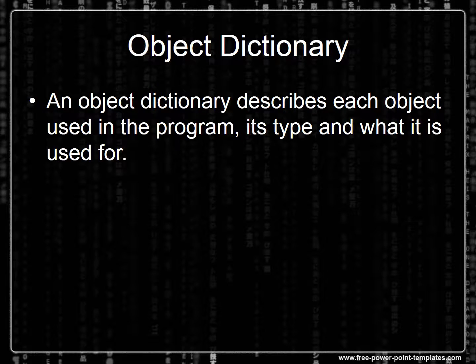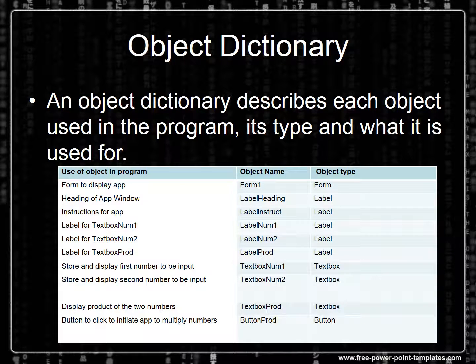Our object dictionary. Now there's a few objects required in this, and these are the things that either give us information on what the program is doing, or are active in the actual program, either capturing data or displaying information. So look at our objects. There's the form to display the app, which is the whole window, if you like, where the program happens. Then we want a heading in the app window just to tell us what's going on. The instructions of what to do for the user, that's again a label. A label for text box number 1.